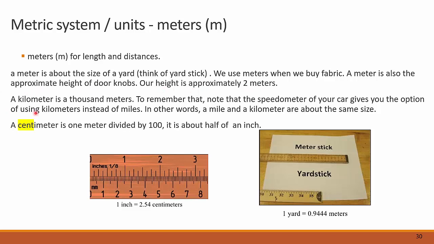Now, a kilometer is 1,000 meters. Remember that the speedometer of your car gives you the option of using kilometers per hour instead of miles per hour. So it allows you to use kilometers instead of miles. In other words, a mile and a kilometer are about the same size. Not the same size, but they are closer to each other than a mile and a meter, for example.